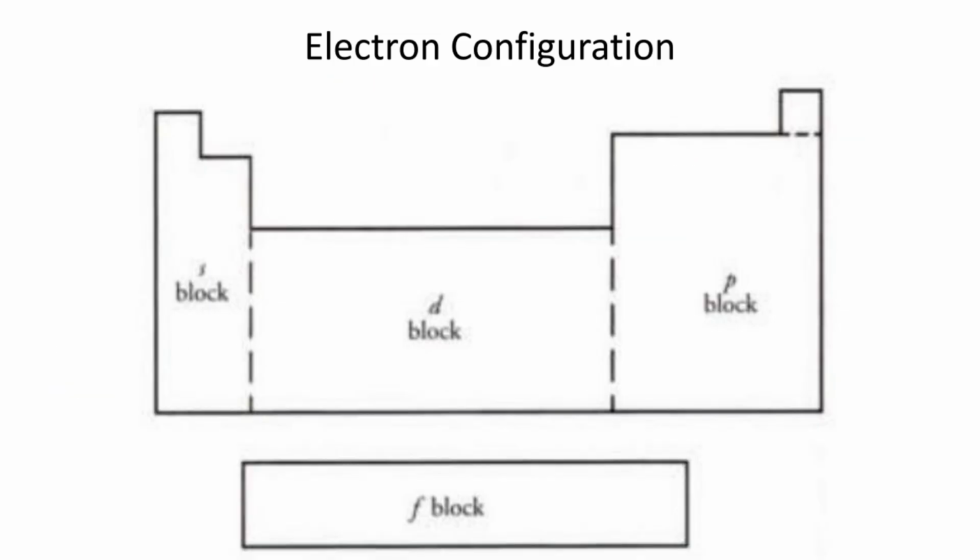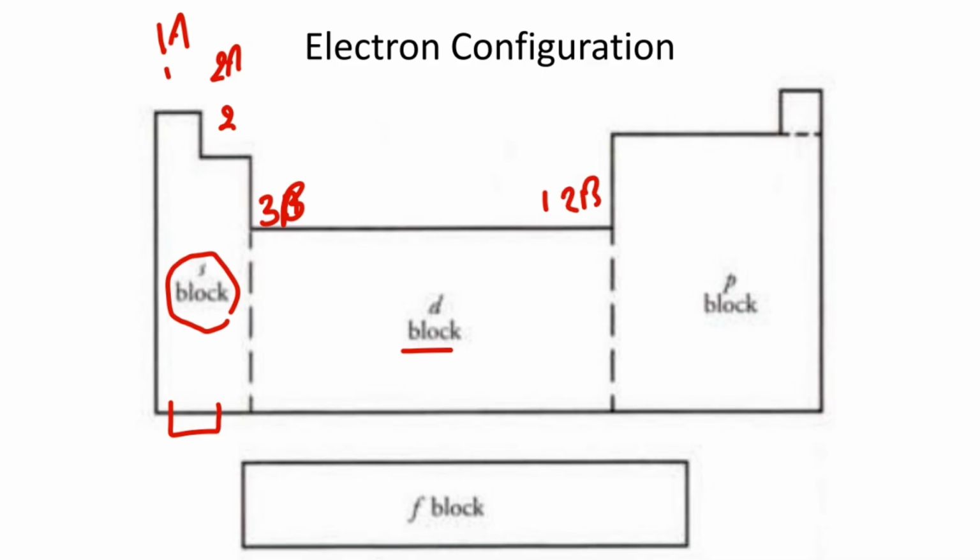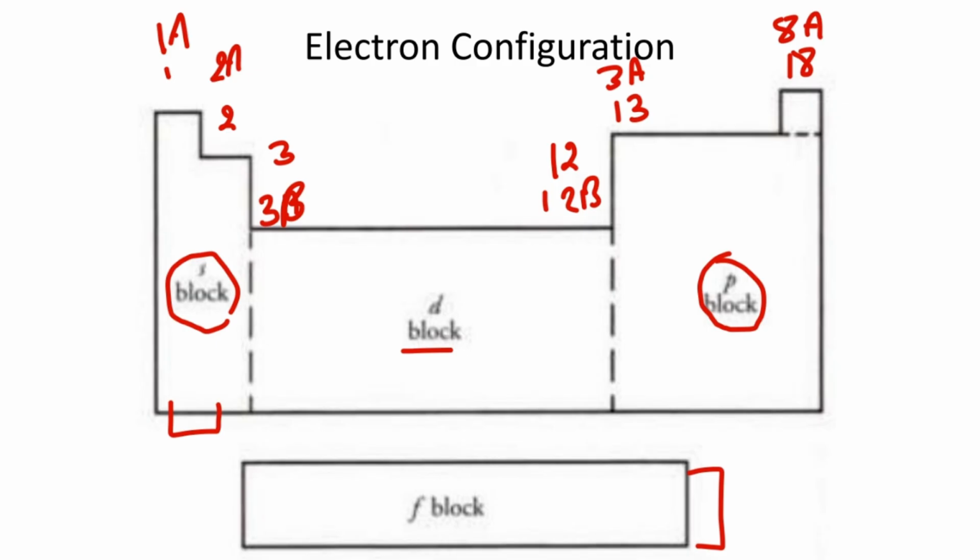As we mentioned before, the first 2 groups, group 1 and group 2, which we can call group 1A and group 2A, are called the S block. The D block contains the groups from 3B to 12B, or we can call it 3 to 12 without the letter B. And the P block contains the groups from 13 to 18, or we can call it 3A to 8A. While these below, the lanthanides and actinides, are called the F block.